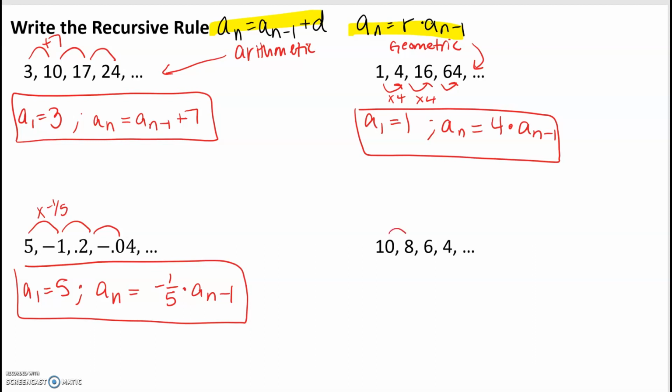Okay, and the last one, each time on this, I am going down by 2, so that's a subtraction of 2, that's arithmetic. So my first term is 10, and my rule says I'm taking my previous term and then subtracting 2.